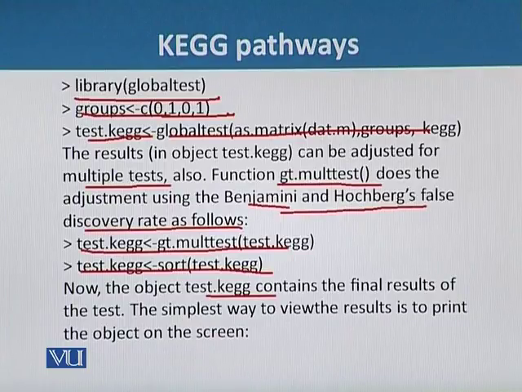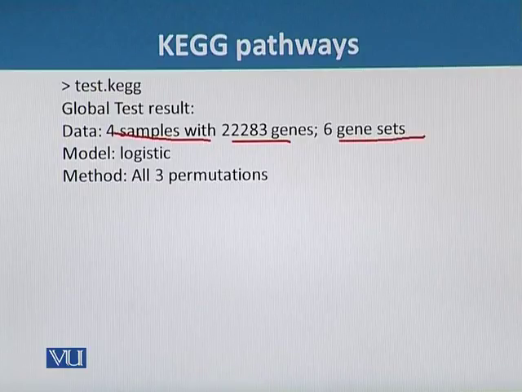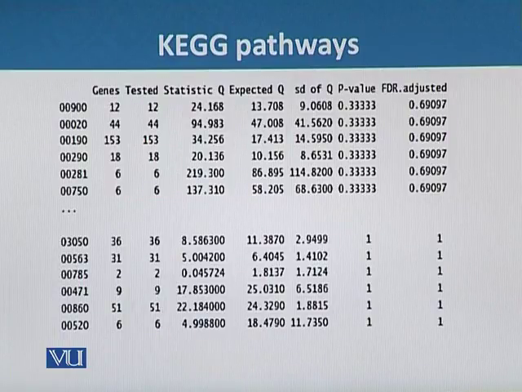The simplest way to overview the result is to print the object on the screen. What we get is the data, and it shows there are 4 samples with 22,283 genes, and they are clustered into 3 gene sets. The method is that we use all 3 permutations. So this is the final result we get after having a lot of procedures and protocols.